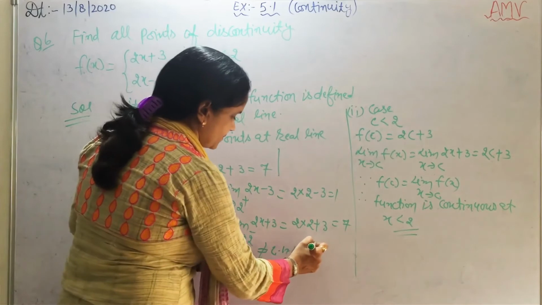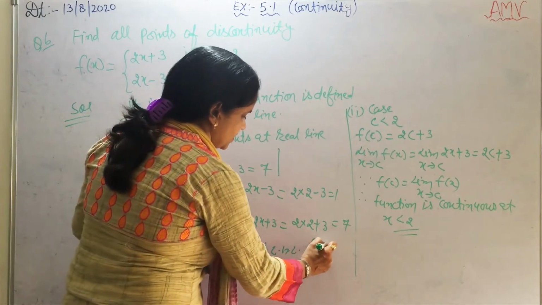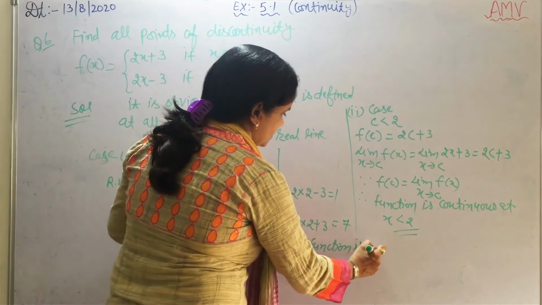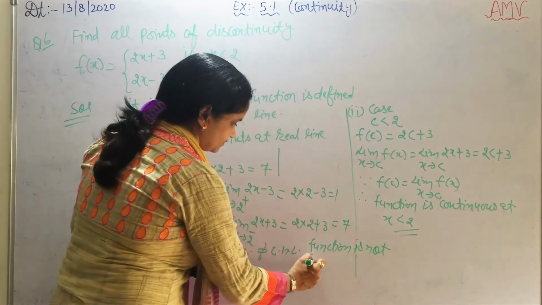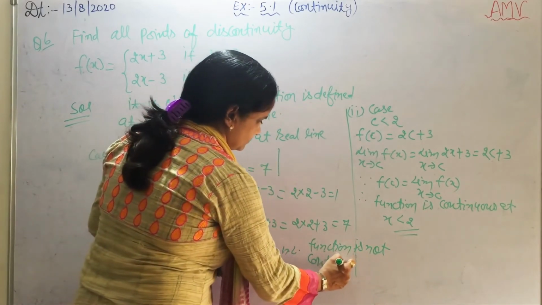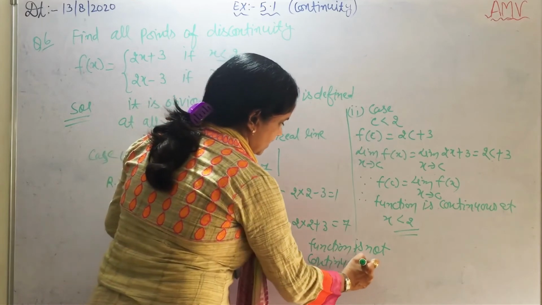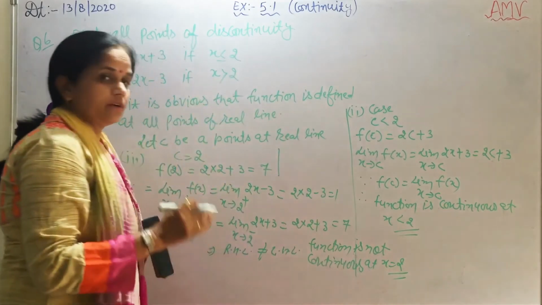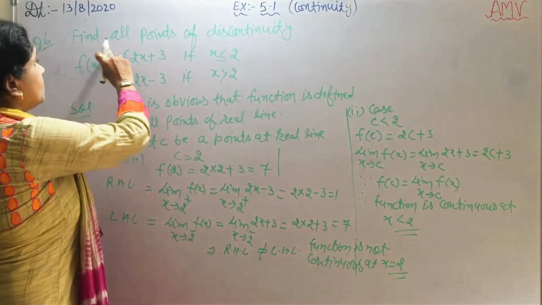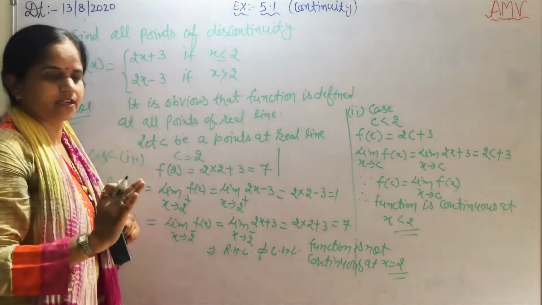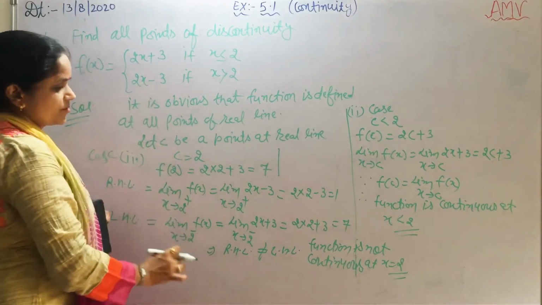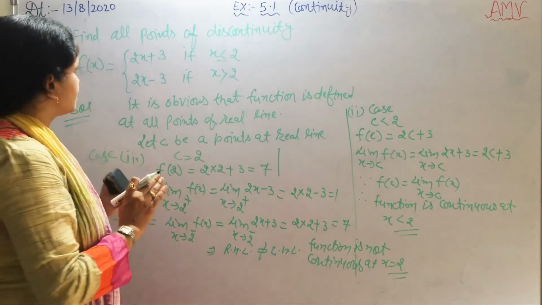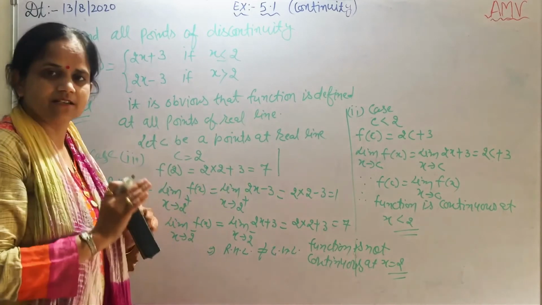So write, function is not continuous at x is equal to 2. Actually we are finding all points of discontinuity. So here the point of discontinuity is x is equal to 2. Otherwise, at all points the function is continuous.